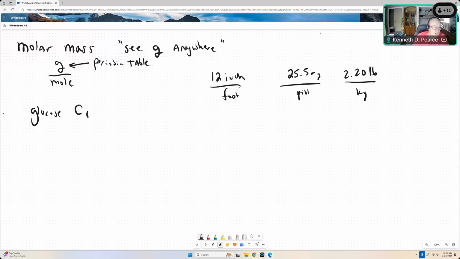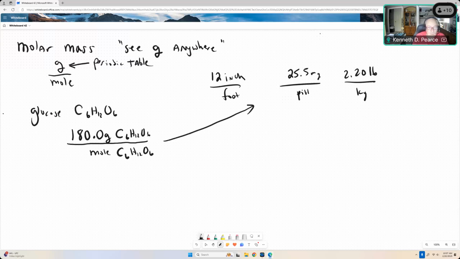So if we were to have, say, glucose, which we just did, C6H12O6, let's go with the 180. This is 180 grams of C6H12O6 for every 1 mole of C6H12O6. This is the same as doing any one of these guys up here in the corner. It's the same thing.